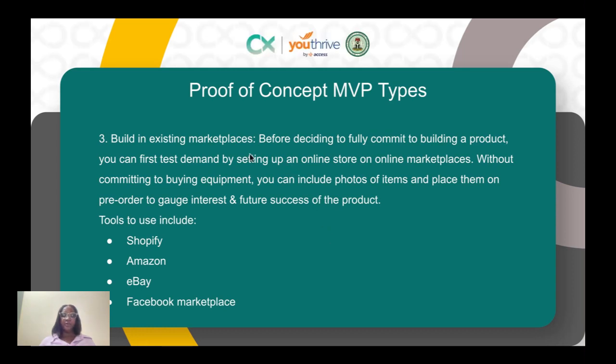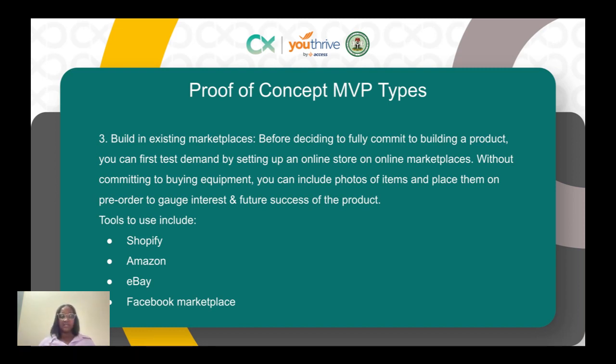Now, there's also building in existing marketplaces. If your product is an e-commerce product, this type of MVP will be beneficial for you. Maybe you've not decided to fully commit to building an app. You can first test demand by setting up an online store or online marketplaces and put your products on, whatever it is you want to sell. So if it's an e-commerce store, for example, you want to launch a Jumia, right? Obviously, you will not name your product Jumia, but you want to launch something that is akin to Jumia or Konga, but you don't want to build an app just yet.